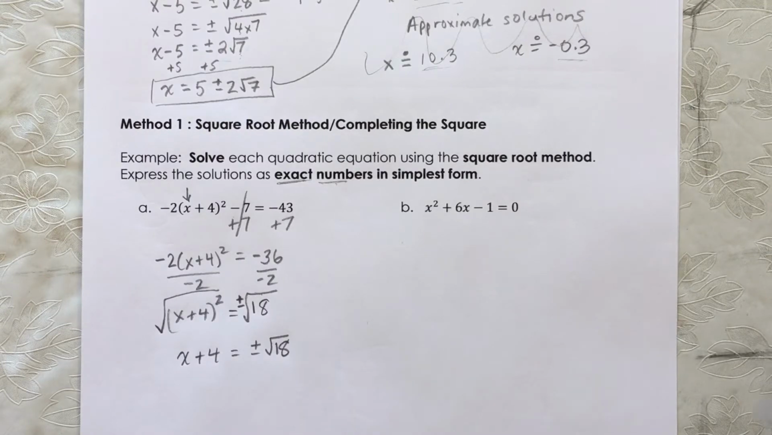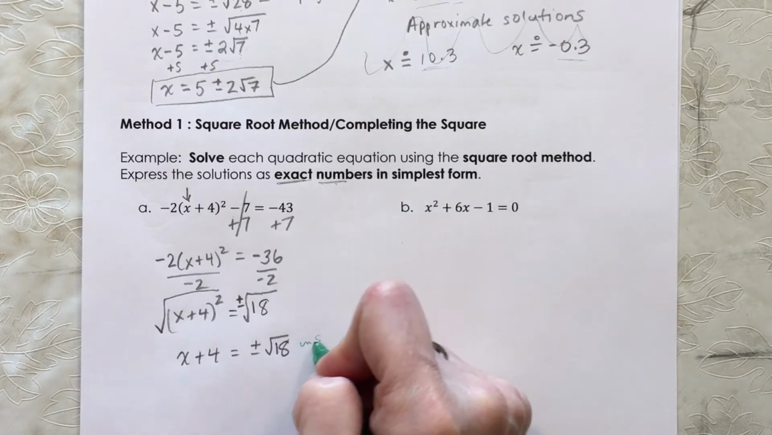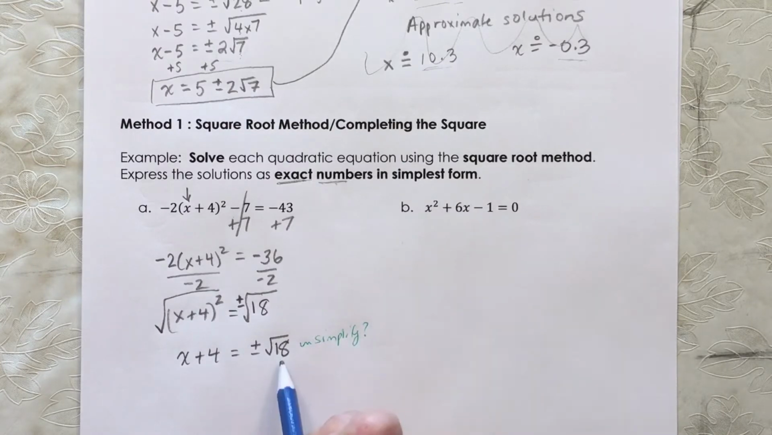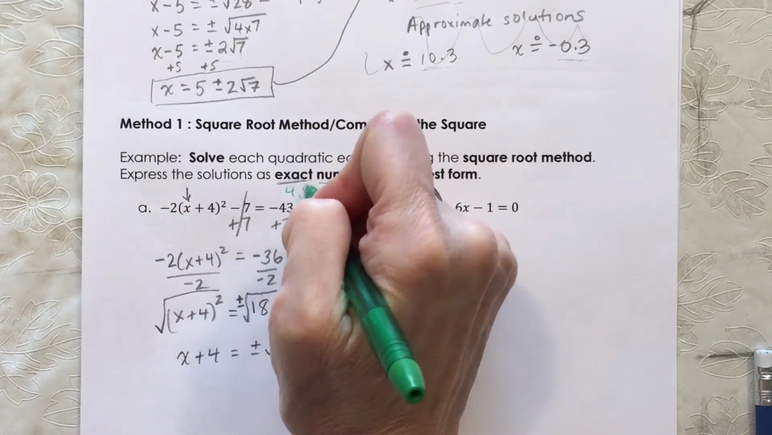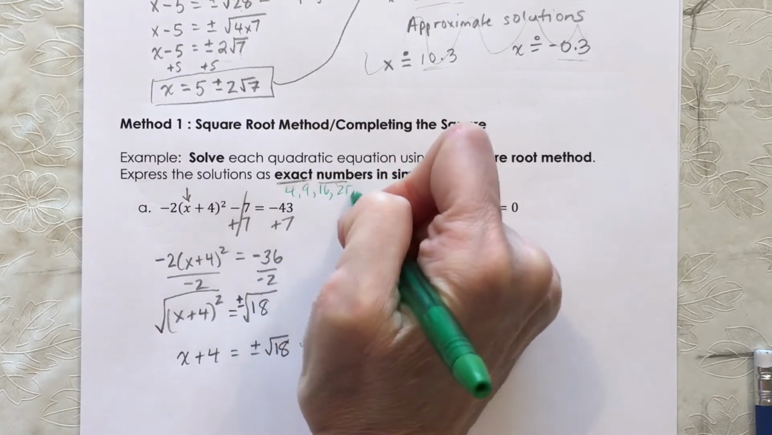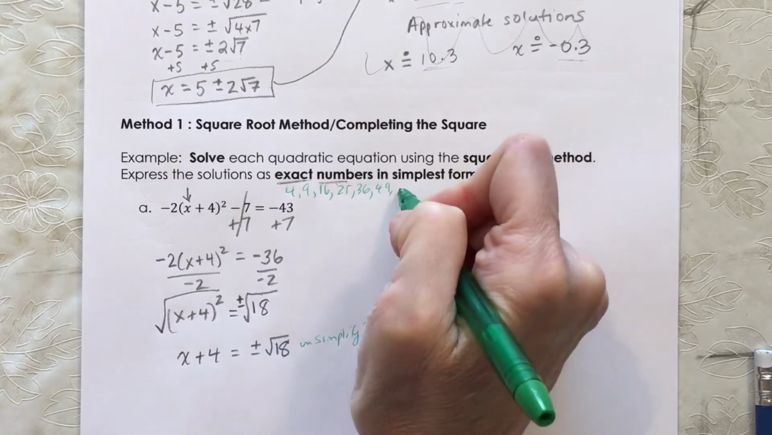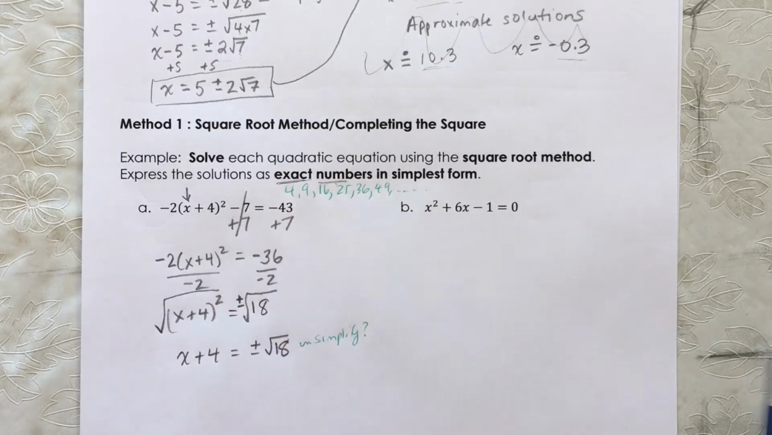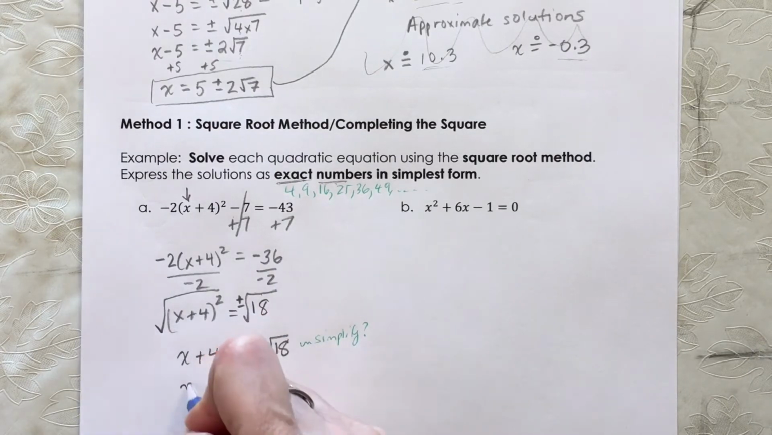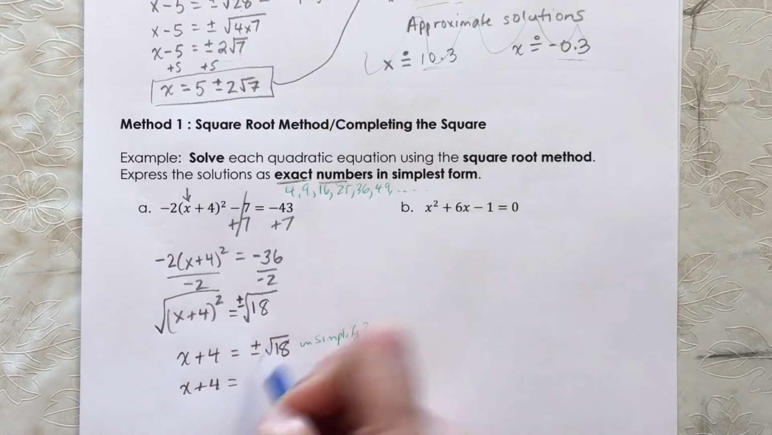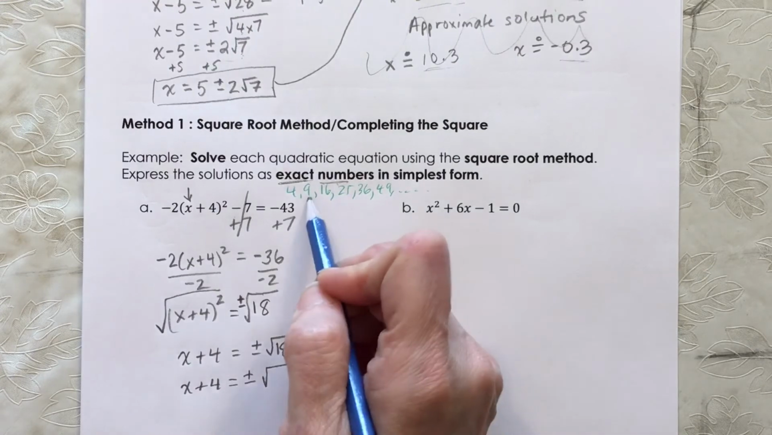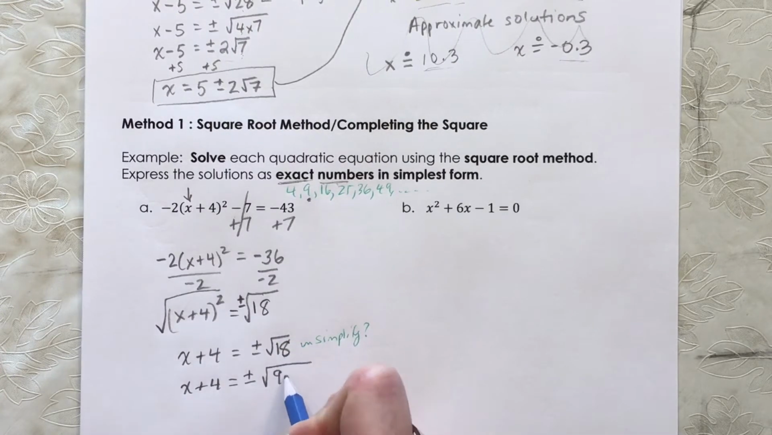So now we want to check and see, can we simplify? Question mark. So if we could simplify the square root of 18, it would mean that one of these numbers, so 2 squared, 3 squared, 4 squared, 5 squared, 6 squared, 7 squared, dot, dot, dot, divides evenly into 18. We want the largest one, and that is 9. So it can be simplified in this case. It won't always be able to be, but we're always going to be able to check and see if it can be. So 9 divides in evenly, biggest perfect square. So I can rewrite 18 as 9 times 2.